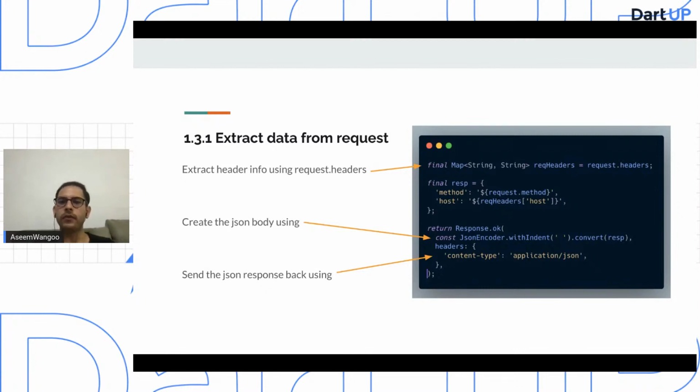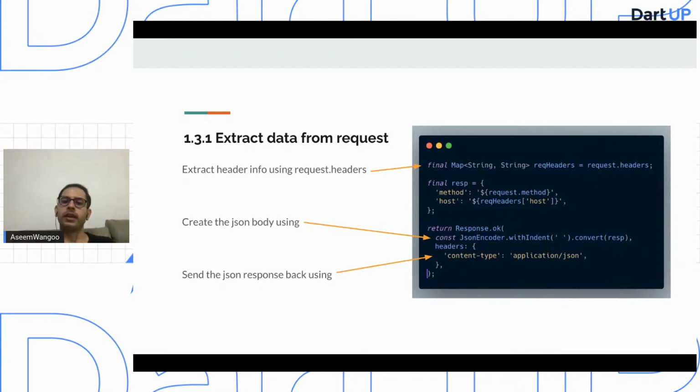In the first, we extract the method from this request parameter, and we map it against the method key. In the second key, which is host, what we do is, from the headers which we got from the request headers, we extract the host key, and its value is mapped against the host key of response.